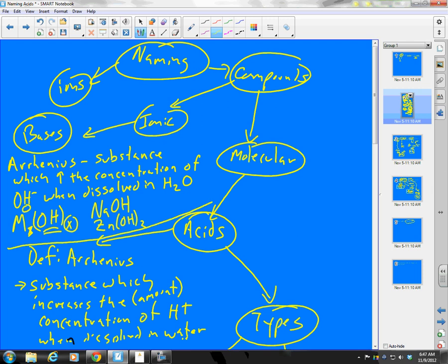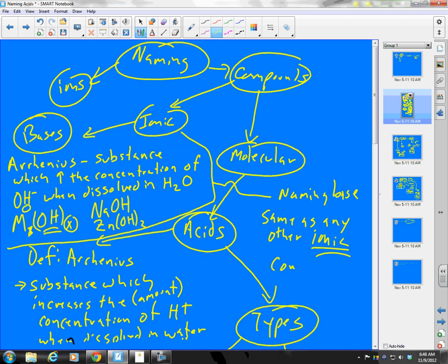And the cool thing here, naming. How do we name? Naming bases, by and large, all we care about right now is same as any other ionic compound. Hey, they're just normal ionic compounds that have OH in them. So I name them the same way I name any other ionic compound. Sodium hydroxide, zinc hydroxide. Yay! Nothing new, Mr. Smith? No, nothing new about naming bases.